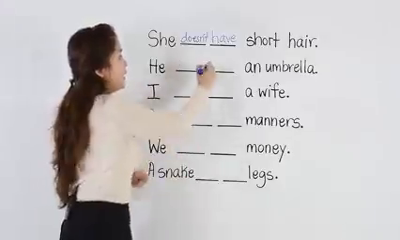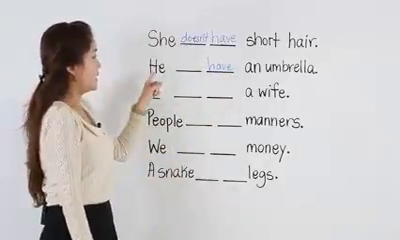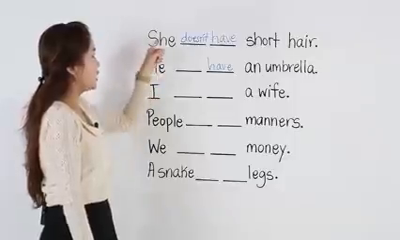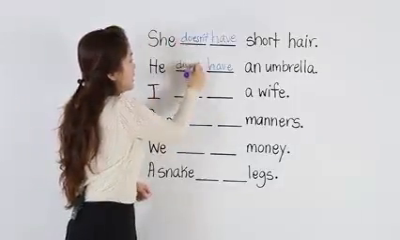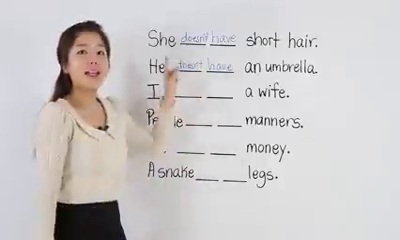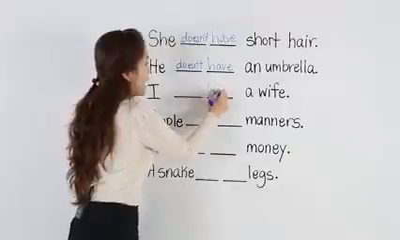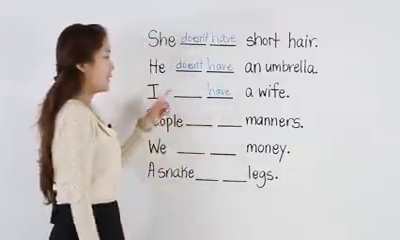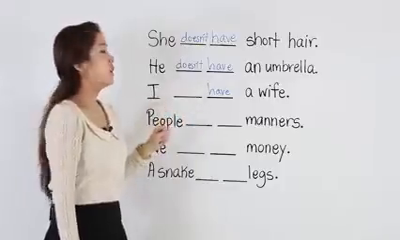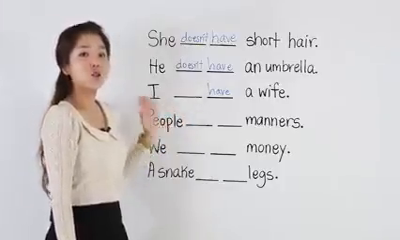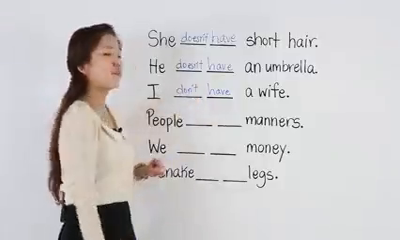Okay, and again, I'm going to put have first. This is easy. He and she, we both use doesn't. He doesn't have an umbrella. Okay, how about for I? I doesn't have or I don't have? The correct answer is don't. I don't have a wife.